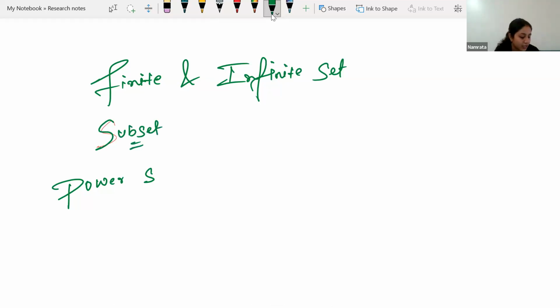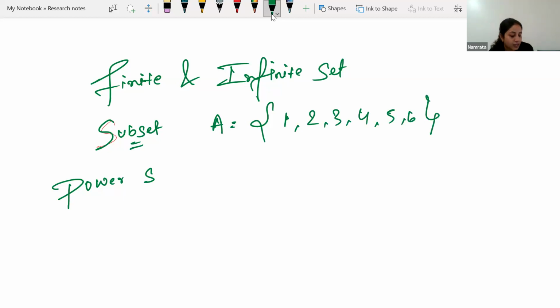So we can take one example. Let's say set A is equal to the numbers 1, 2, 3, 4, 5, 6. And if we have set B, let's say 2 and 4, then we can say B is contained in A. The elements of B, 2 and 4, are already there in set A. So we can say B is contained in A, or we can also say that B is a subset of set A.